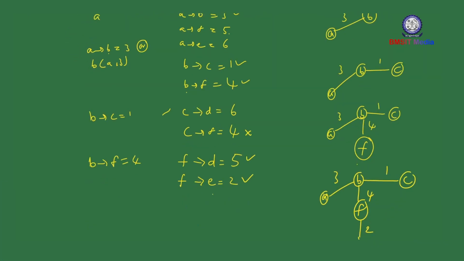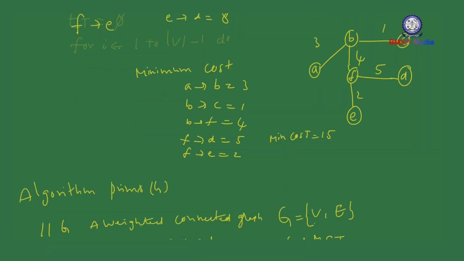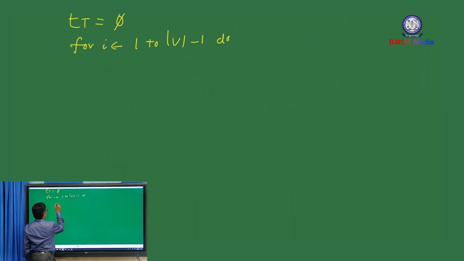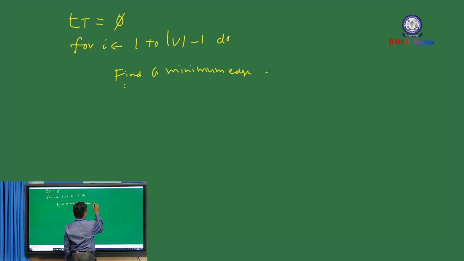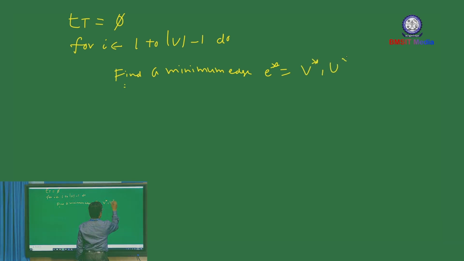Now how to write the loop: find a minimum weighted edge e star is equal to v star, comma u star.